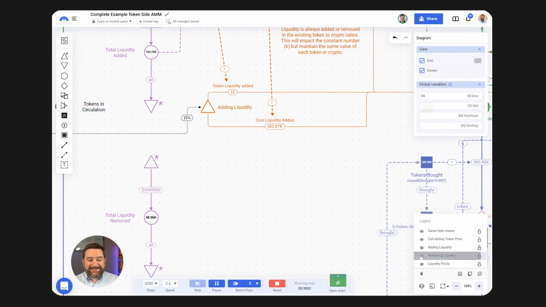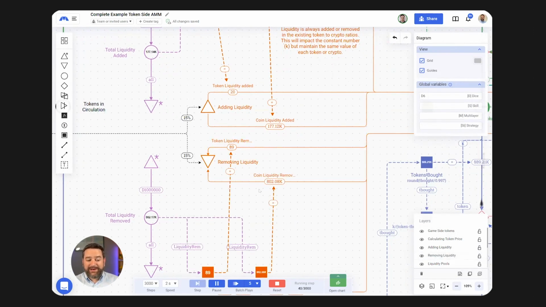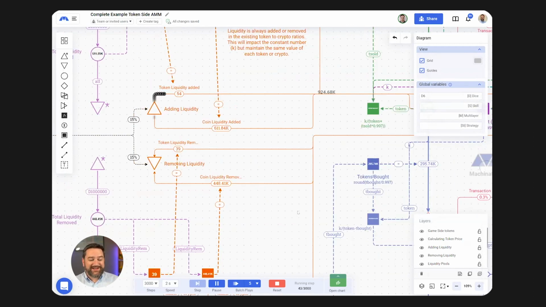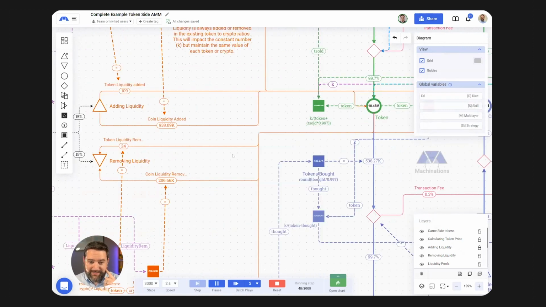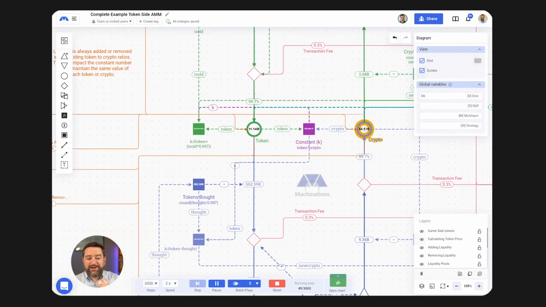Then in exactly the same way, we have a removing liquidity event. So this is a drain now rather than a source, with a 15% chance. What this is going to do is remove liquidity in the same ratios. Just as we saw with adding liquidity, whenever we remove liquidity, we do that in exactly the same ratios that are already in place. And this means that we're not changing the price whenever we add or remove liquidity.